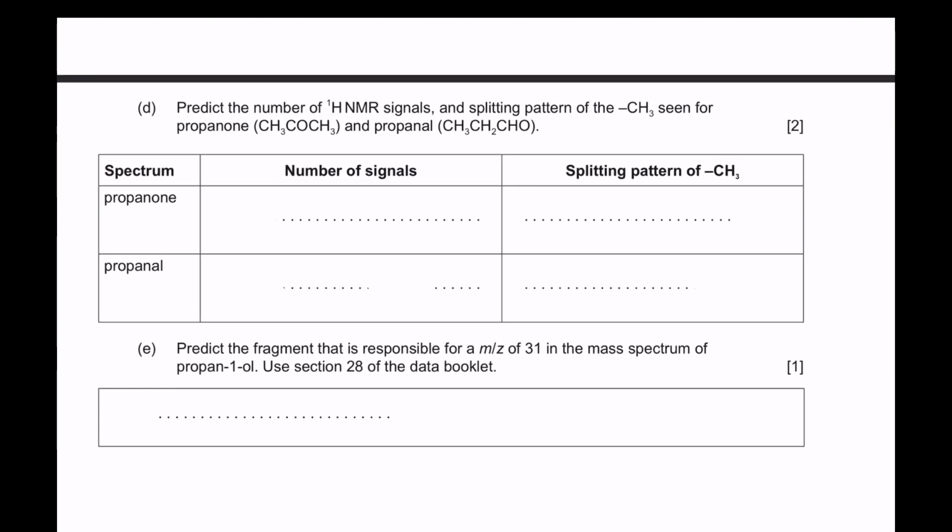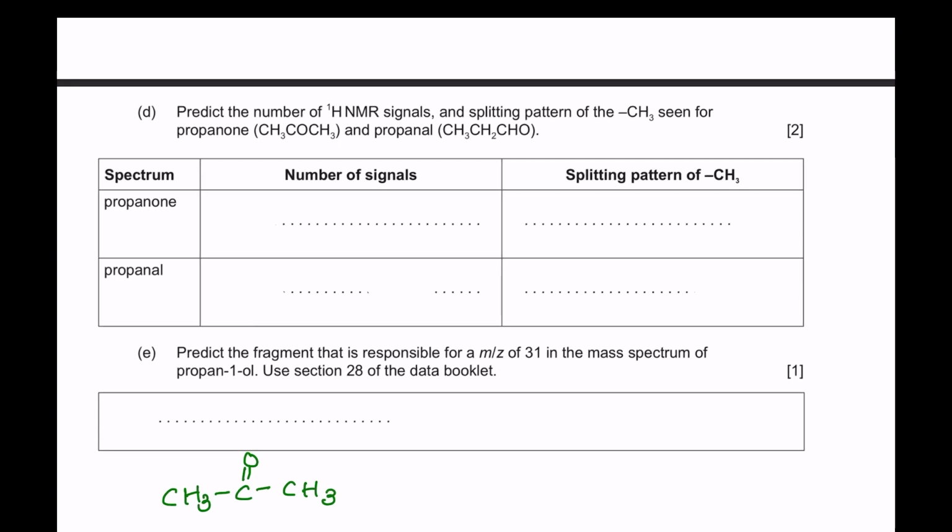Now moving on to part D, we have to predict the number of 1H NMR signals and the splitting pattern of CH3, each for propanone and propanol. Firstly, let's understand how many signals will be generated. This is your propanone and this is your propanol. In propanone, there is a line of symmetry. These two carbons are equivalent to each other, so the hydrogens here are equivalent, and both will generate exactly the same signal. So the total number of signals produced here would be 1.